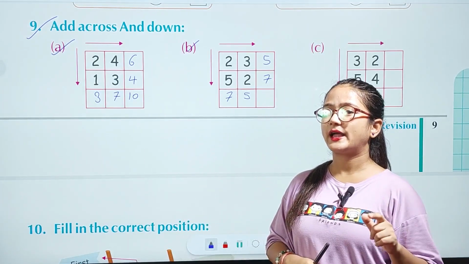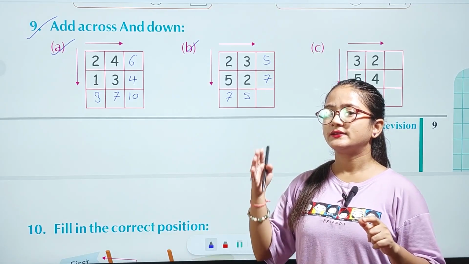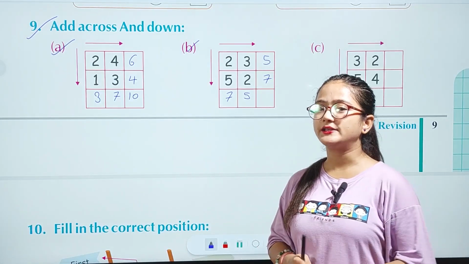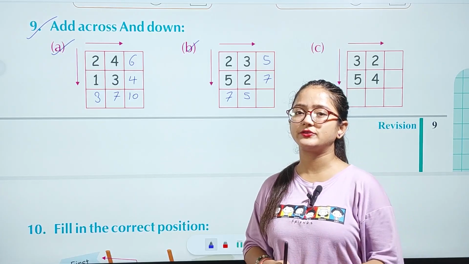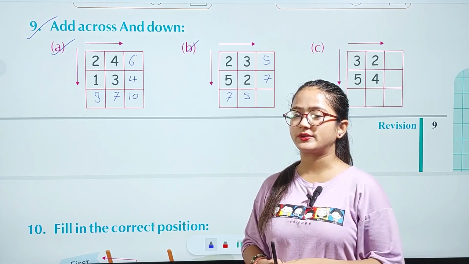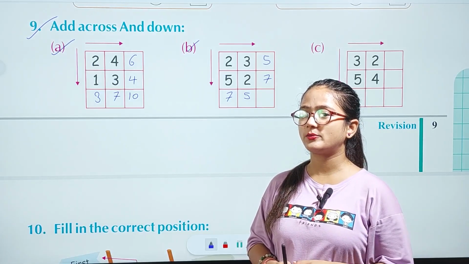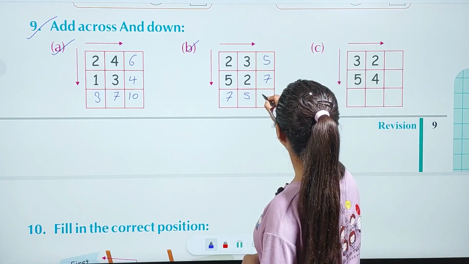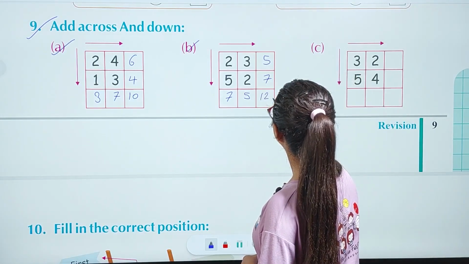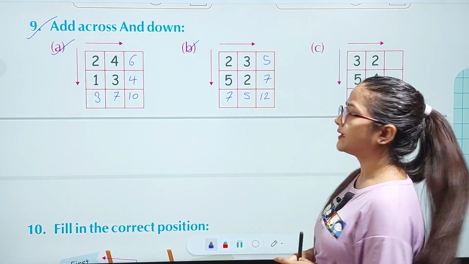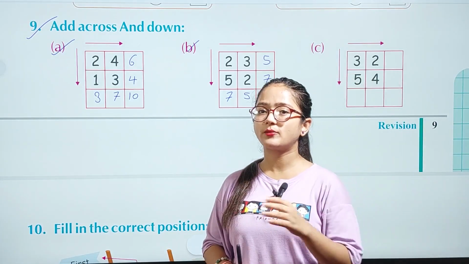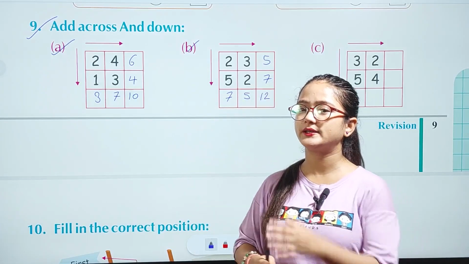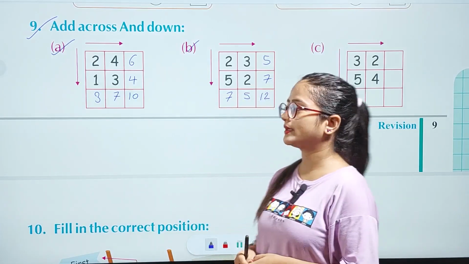Next, 5 plus 7. Just imagine that you have 7 toffees and your friend has given you 5 more toffees. So 7 plus 5 is how much? It is 12. So you have to write down 12 here. Like this, you have to fill the boxes by adding the numbers both in the horizontal across form and the down form, vertical form.